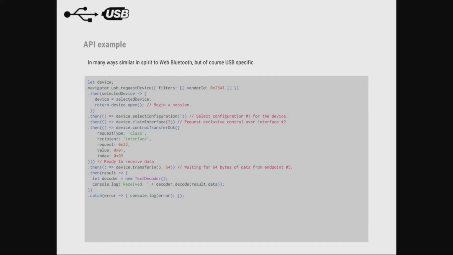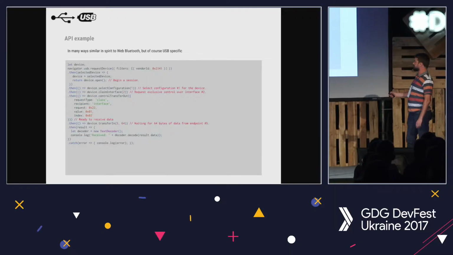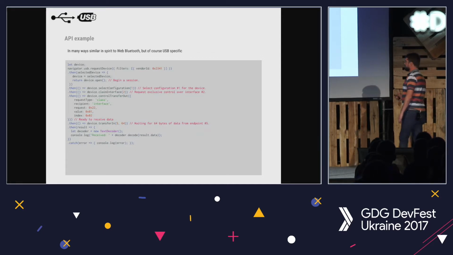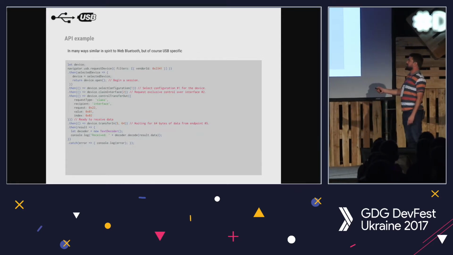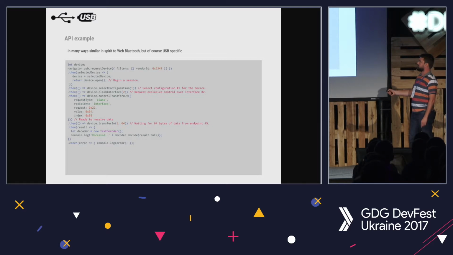Just like with Bluetooth, you do request device with a filter, you get a device, this is how USB works. You need to select the configuration, claim an interface, and then you can start to transfer things. So here I'm transferring in data, which I'm writing out. In JavaScript today, this is using something called promises. That's why you see the .then, .then, .then, .then.